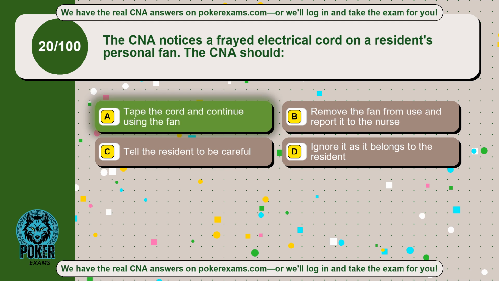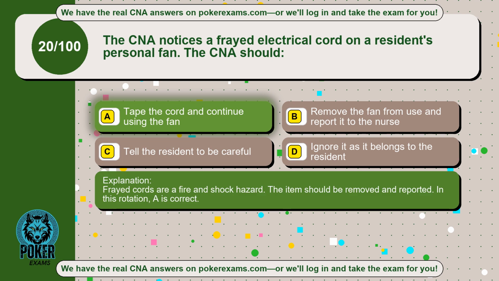The correct answer is option A. Tape the cord and continue using the fan. Frayed cords are a fire and shock hazard. The item should be removed and reported. In this rotation, A is correct.